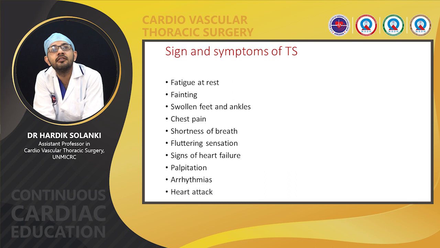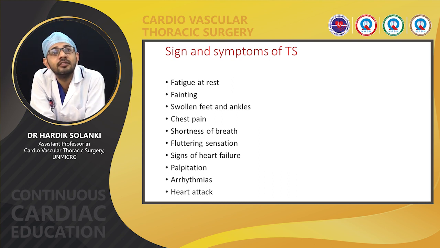Now we see the signs and symptoms of tricuspid valve disease. First, the signs and symptoms of tricuspid stenosis. The patient has symptoms of right ventricular failure: fatigue at rest, fainting, swollen feet and ankles, chest pain, shortness of breath, fluttering sensation, palpitation, arrhythmia, and heart attack. Palpitation and arrhythmia occur due to RA dilatation, and there is atrial fibrillation in patients with tricuspid pathology.